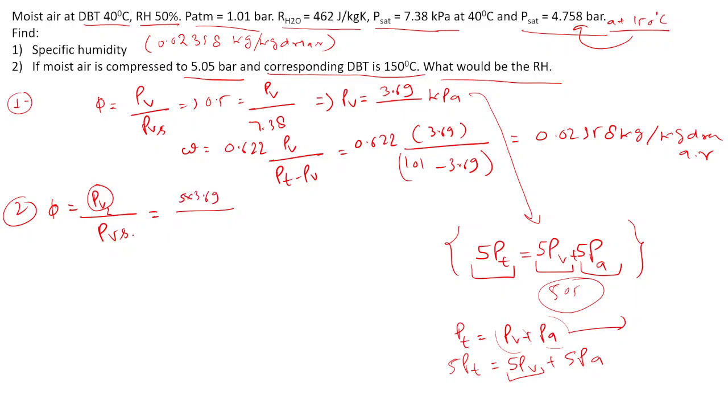And what would be the PVS? Because here they have given dry bulb temperature finally is 150, and for that saturation pressure is given, 475.8 in kilopascal, so that also you have to convert into kilopascal. Whatever will come, that would be our answer. In percentage, how much is coming? Sir, approximately 3.9%. So this would be our relative humidity.